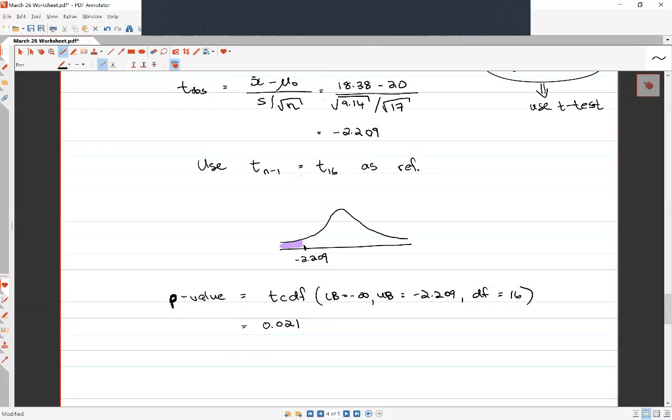Ultimately, to reach a conclusion, you have to compare that p-value of 0.021 to your alpha level. And in this problem, if you look at how it's formulated, we're working with an alpha of 5%, so an alpha of 0.05. So our p-value is less than alpha, which means we reject the null hypothesis.